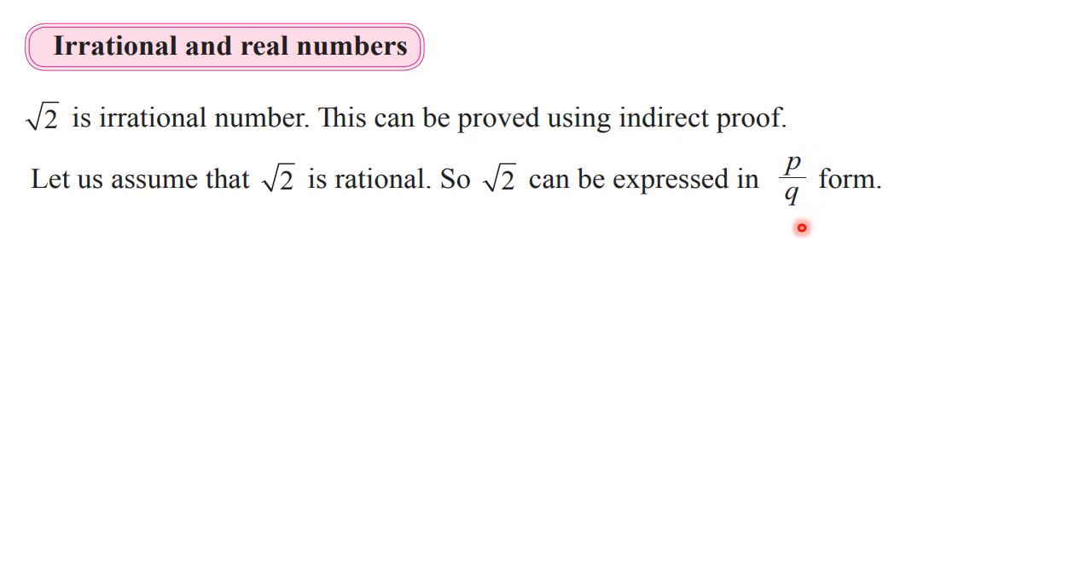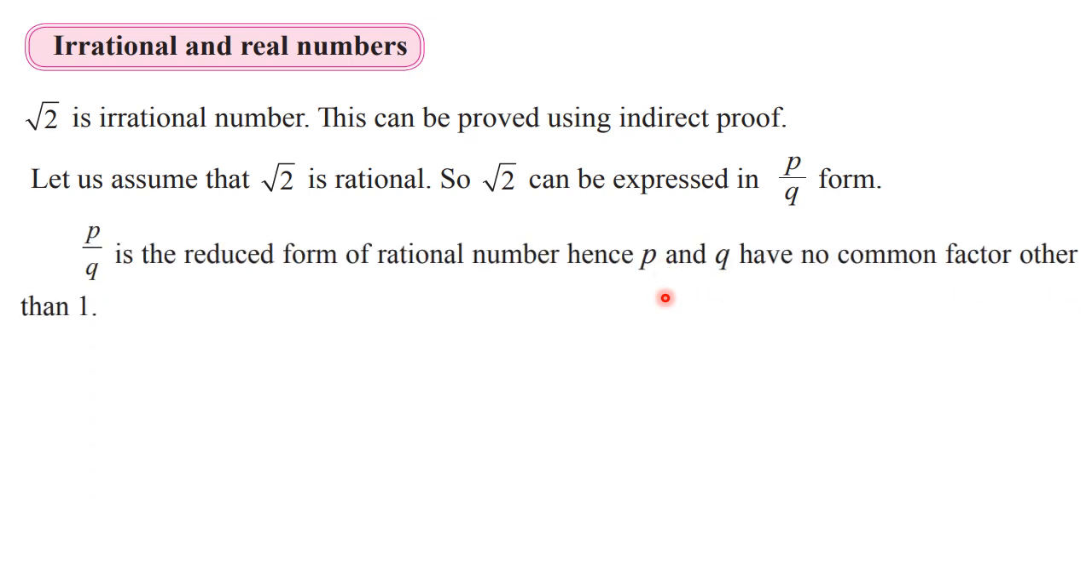You know the word co-prime. They don't have a factor in common other than 1. Okay. So that we are going to write as a statement that p upon q is a reduced form of a rational number, and therefore p and q have no common factor other than 1. Okay, so this is an important point to be noted. And here only we are going to get a contradiction because we have assumed something wrong.